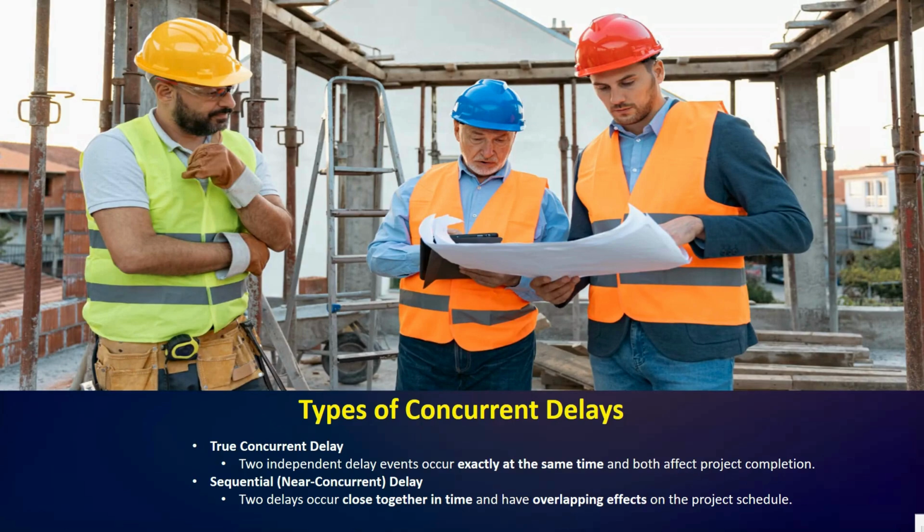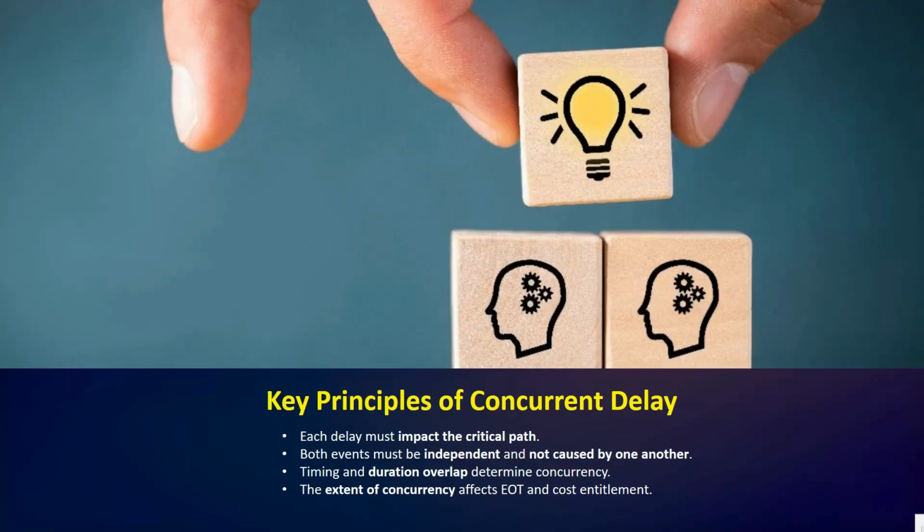Second, we have the sequential, or near concurrent delay. Here two delays occur close together in time, so their effects overlap partially. For example, a client design delay ends on March 10th, and the contractor's labor issue starts on March 8th. So there is a small overlap period. Understanding which type of concurrency applies is crucial for fair analysis. I hope this is clear.